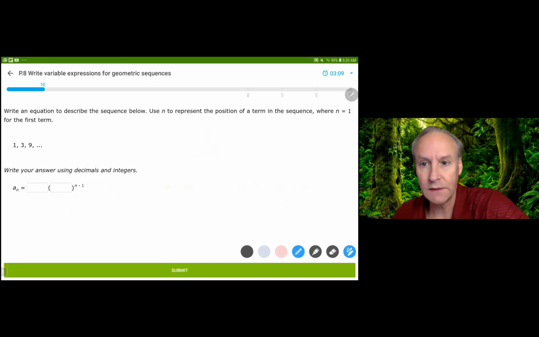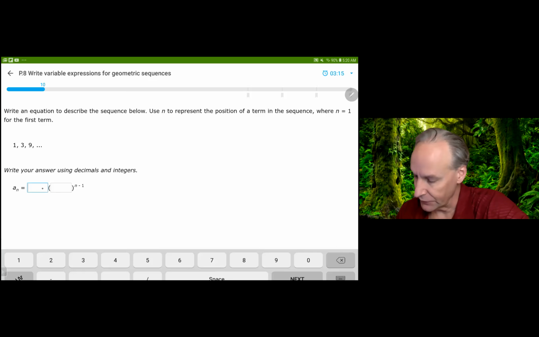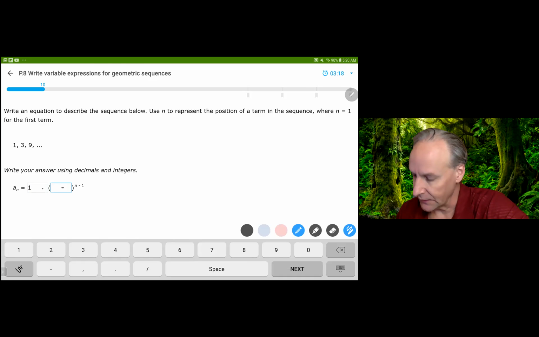Now this one is 1, 3, 9. So what's happening this time is we're multiplying by 3 over and over again. So we start out with our first term, 1, and we're taking 3 to a power. So hopefully that's clear.